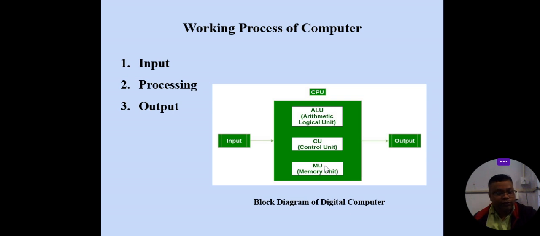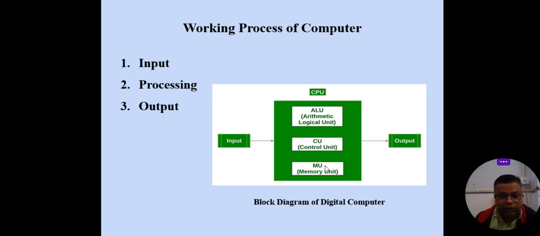Now we discuss output devices, or output. The output stage is the final step in the working process of a computer. This is where the processed data is presented to the user in a human readable form. Output devices such as monitors, printers and speakers are used to display, print or play back the results of the processing stage.